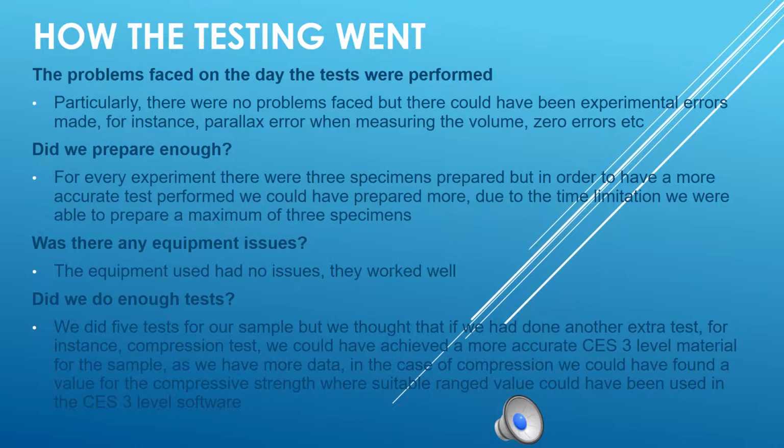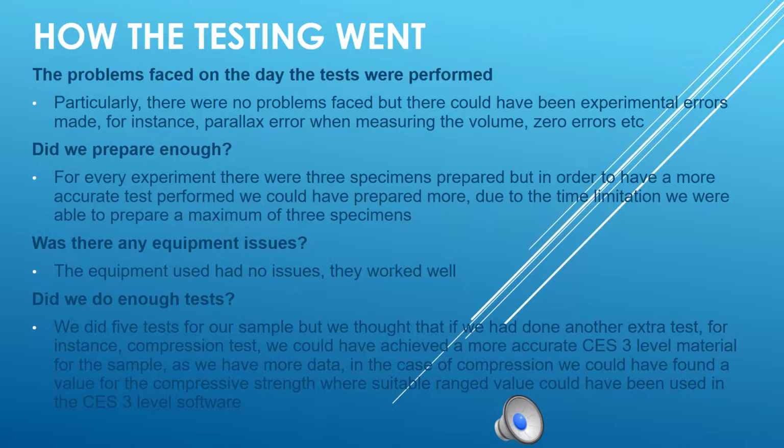Did we prepare enough specimens? For every experiment, there were 3 specimens prepared. But in order for us to have had a more accurate test performed, we could have prepared more. But due to the time limitation, we were unable to do this. Was there any equipment issues? The equipment used had no issues.